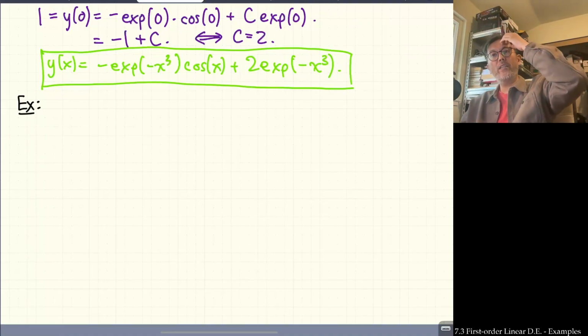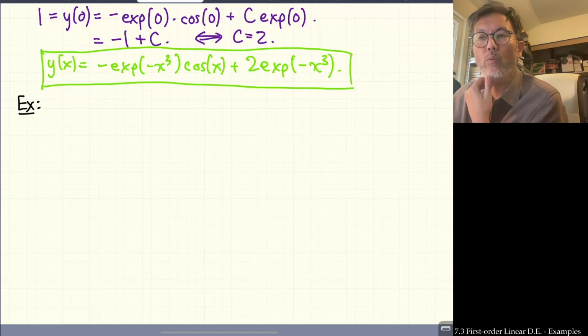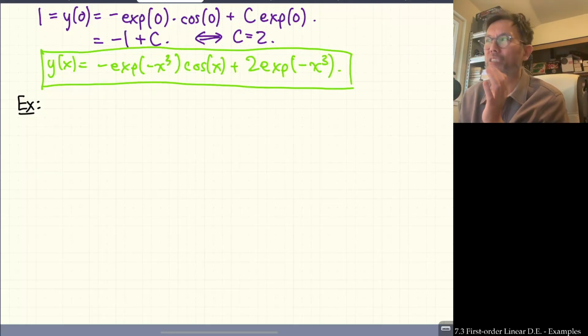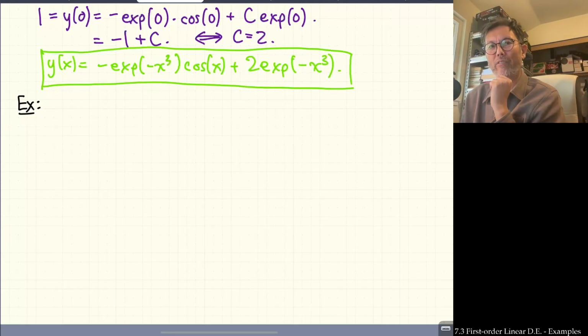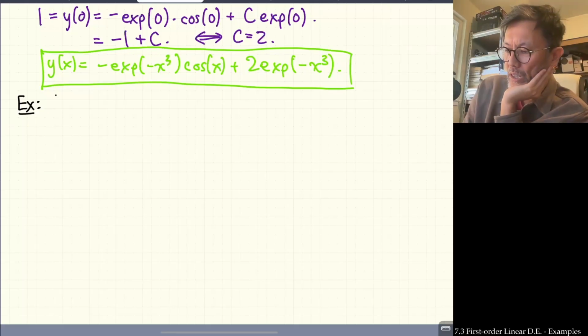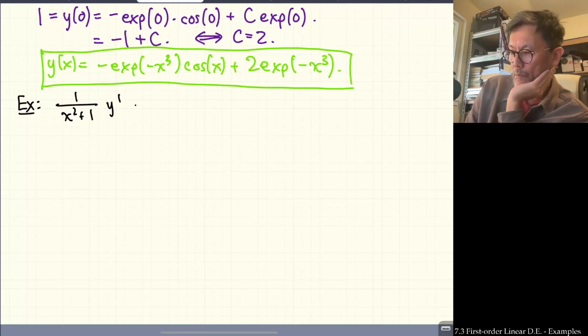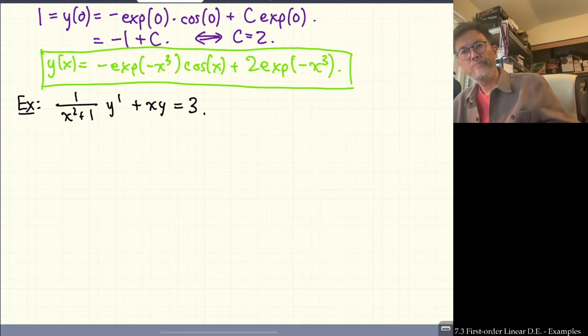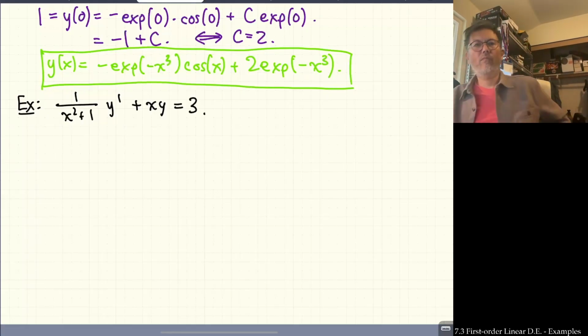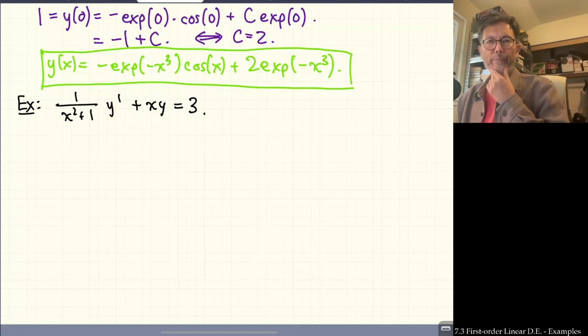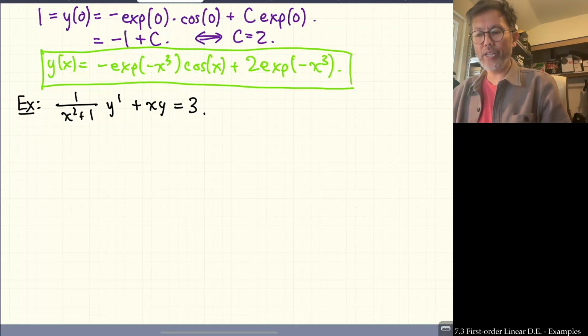Sometimes you're going to be given examples which you need to do just a touch of manipulation with. So let's solve the differential equation 1 over x squared plus 1 times y prime plus xy equals 3. And we won't put in an initial condition. So this is our differential equation.